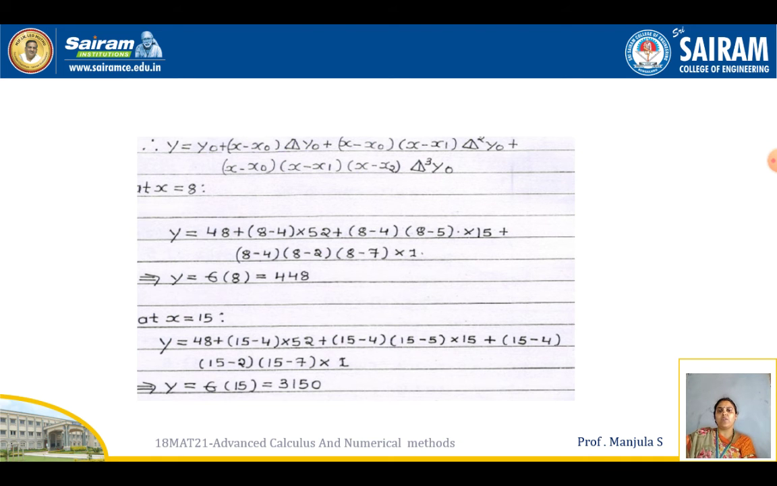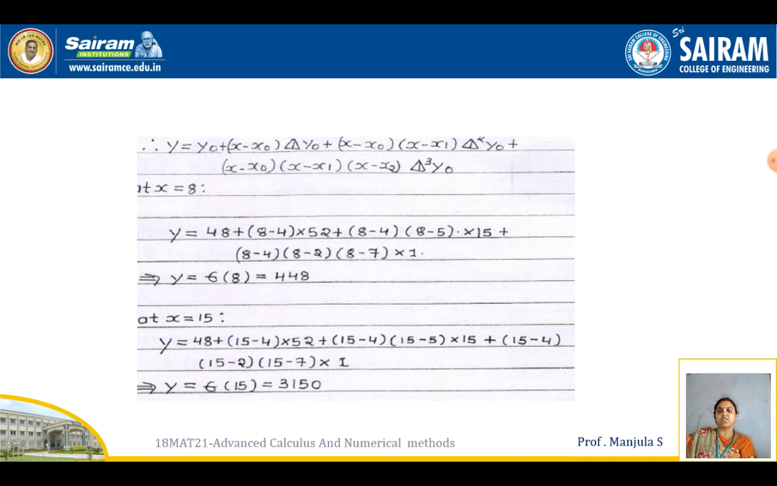Now we'll write the formula. Whether forward or backward, that is not there in Newton's divided difference; there is only one formula. We have to write that formula: y is equal to y naught plus x minus x naught del y naught plus x minus x naught into x minus x1 del square y naught, and so on. So first we'll find the y value at x equals 8.